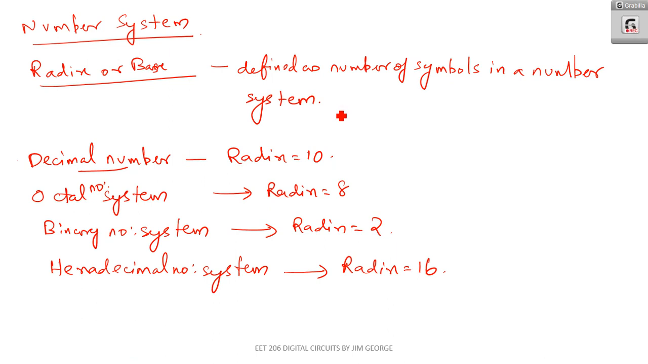So that means we need 10 symbols to represent a decimal number. To represent an octal number, you need 8 symbols. To represent a binary number, you need only 2 symbols. To represent a hexadecimal number, you need to have 16 symbols. Okay. That is done by radix of a number system. So basically radix means the number of symbols used in a number system. That is known as radix or base.